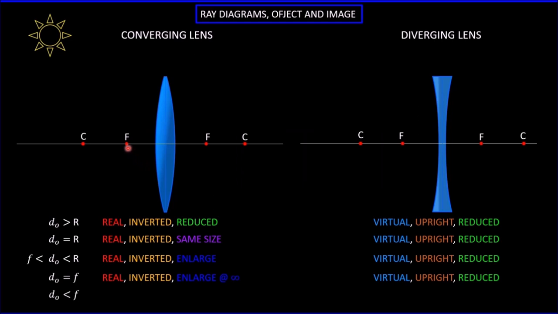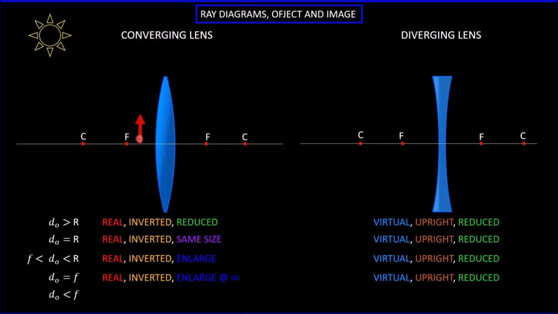We place the object between F and the lens. It means the distance from the object to the lens is less than the focal length. So for the image of this object, we need at least two rays.